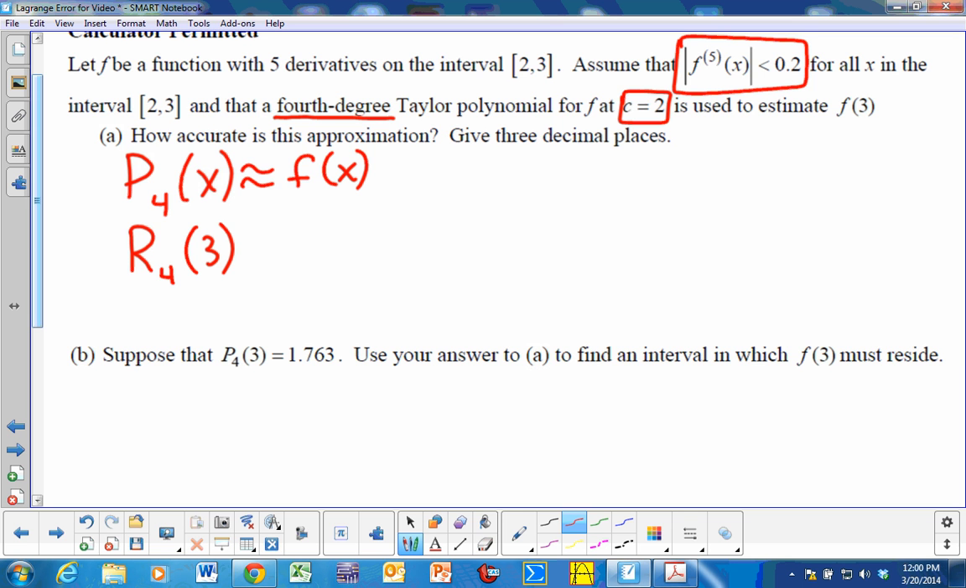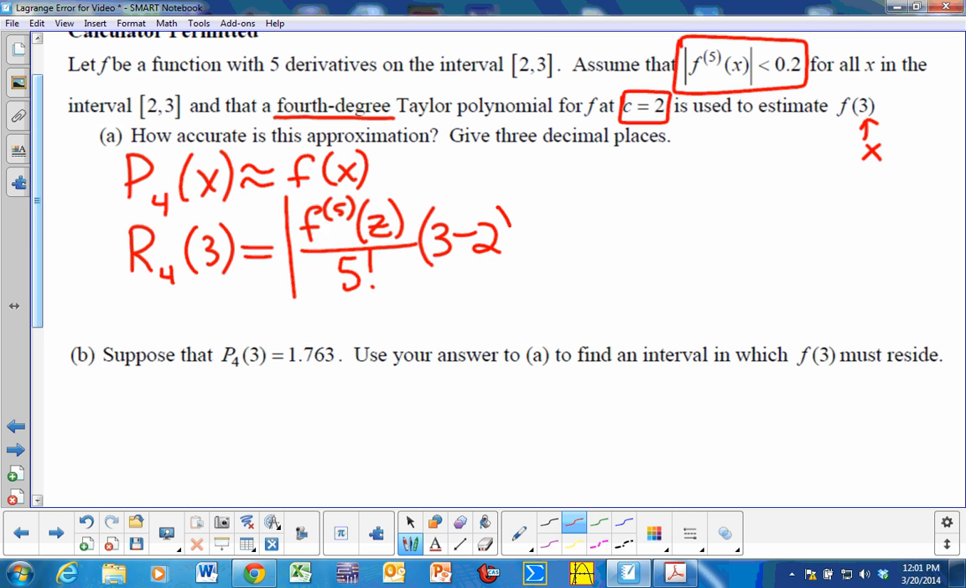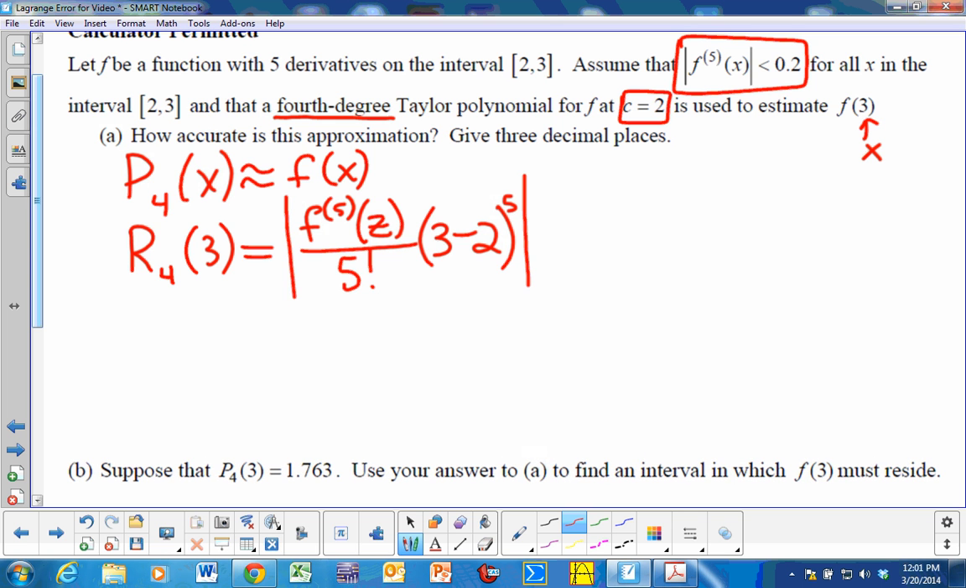So we're saying this is the remainder if you're evaluating the function at 3, and you're using this polynomial to do it. Well, the remainder is actually going to be the next derivative, so the fifth derivative at some z over 5 factorial, since you're on the fifth term, and then x minus c. Well, x here is 3 because that's where we're evaluating it. And then we know the center is 2, so that's 3 minus 2 to the fifth, because we're on the fifth term here. So we know this is the form of the remainder. And again, this 3 is where we got that, and then the center was given.